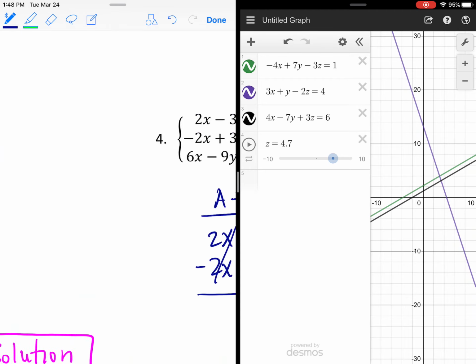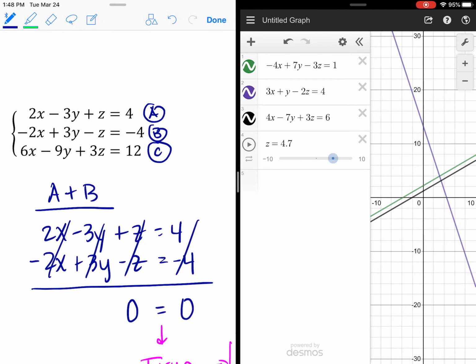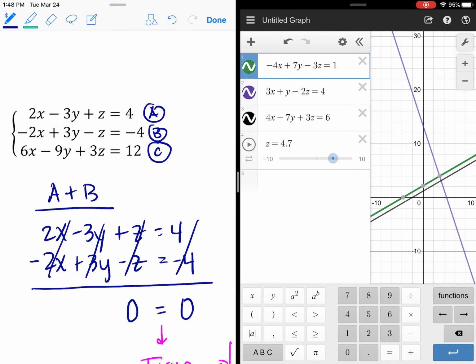Okay, so let me show you this last special case. What does it look like when there's infinitely many solutions? If we make this, I should have done this last time.